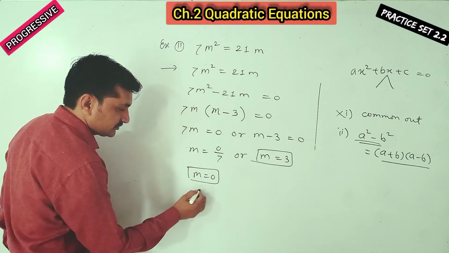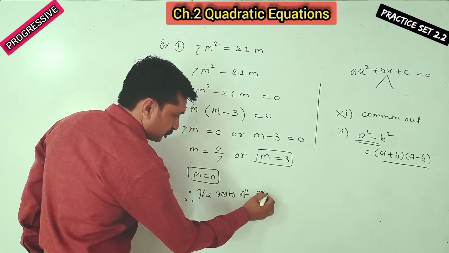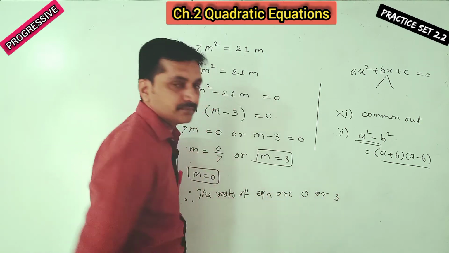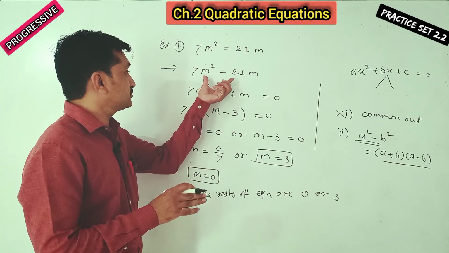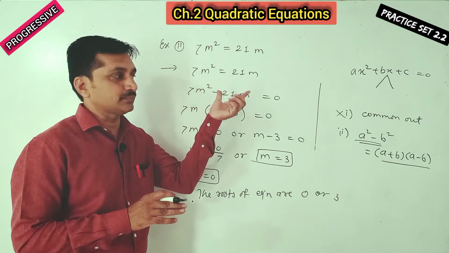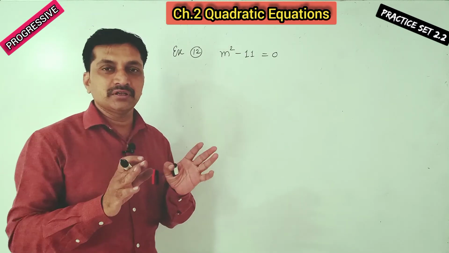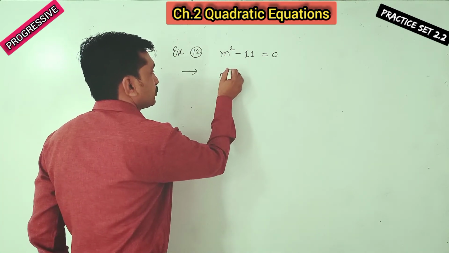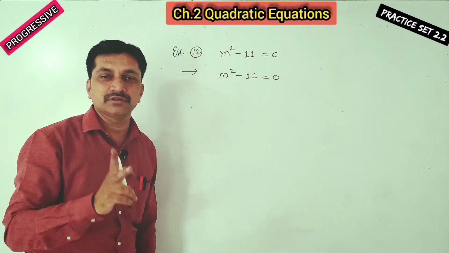Therefore, these are the roots. The roots of the equation are 0 or 3. That is for this binomial example. Dear friends, now let's see example number 12. This is the last example of this practice set. m square minus 11 is equal to 0. Again two terms, a binomial.